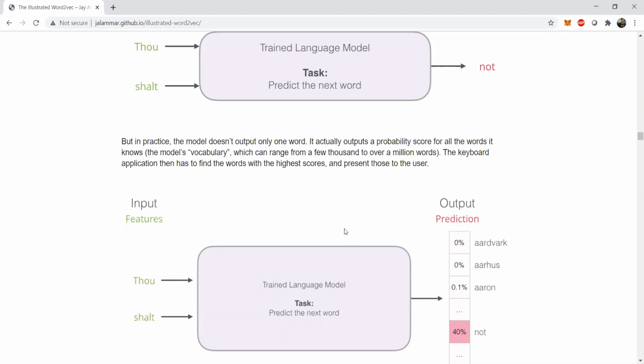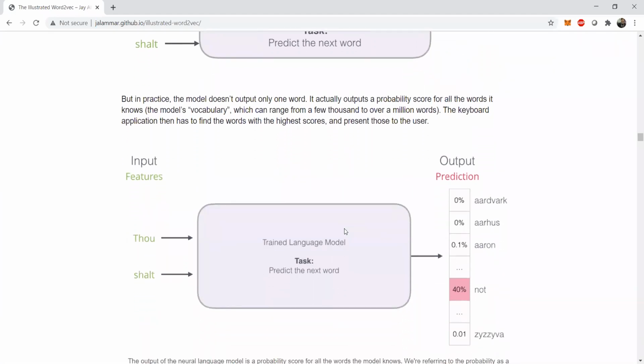So in that case, we can have different features. When we are considering this fact, the most important thing is having a probabilistic output for all the different words. The keyboard application knows which word to pick based upon these probability scores. The ones with the highest scores get picked up.